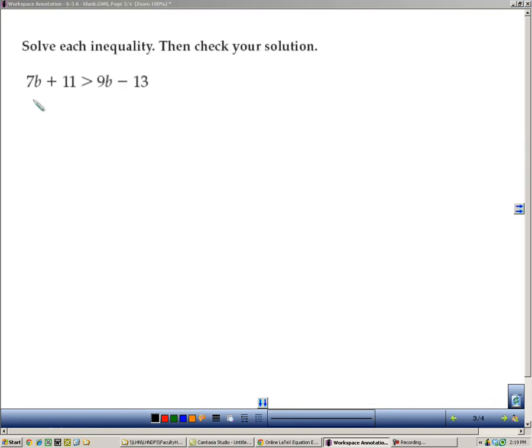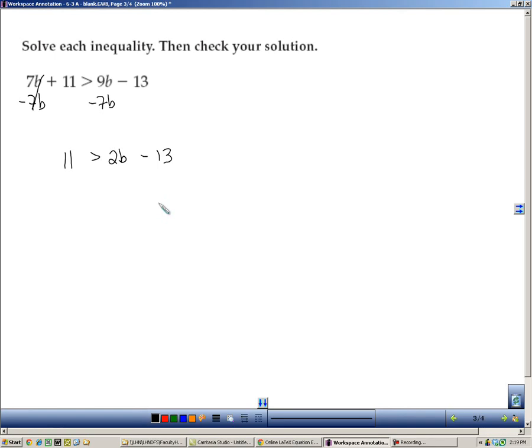Here's another multi-step inequality. This time it's going to have 3 steps because you notice there's b's that are on both sides. I like to move the one with the smaller coefficient, so I'm going to subtract 7b from both sides. 11 is greater than 2b. 9b minus 7b is 2b.